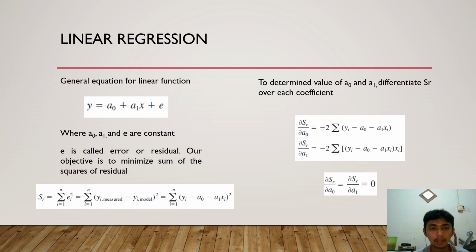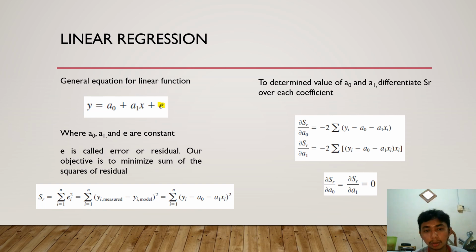Okay, first one is linear regression. The general equation for a linear function is y equals c1 plus c2 times x. It's a general form of a linear equation. But in this case, we have e, which is called error or residual. So a0, a1, and e are all constants.